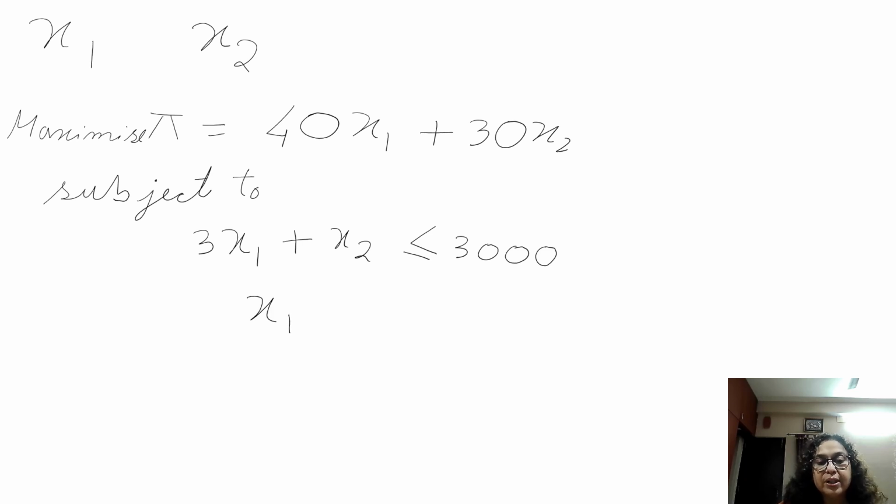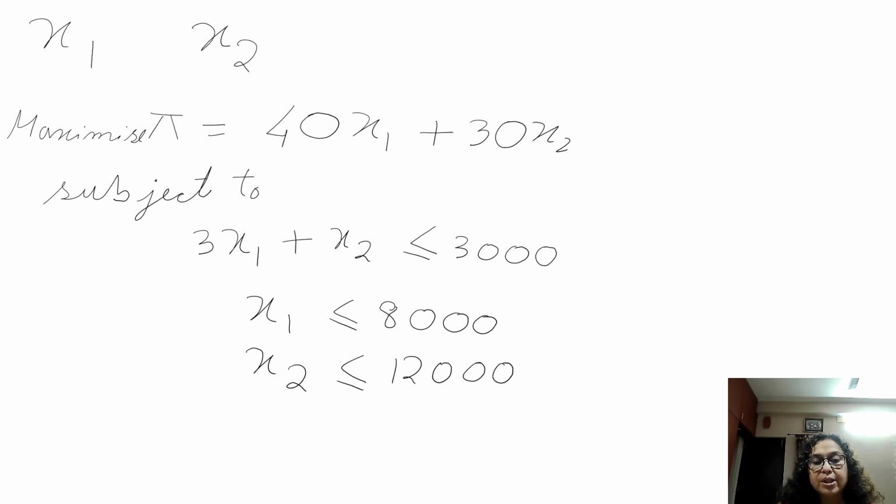Apart from these constraints, since these two are quantities of good A and B, there is one more constraint, which is the non-negativity constraint. They cannot be negative. So we have two decision variables, x1 and x2, and we have the constraints: the three inequality constraints and the one non-negativity constraint.